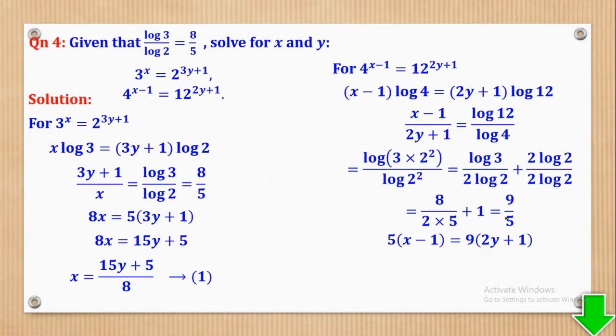So 9 over 5, it means that when I cross multiply, I'll come up with, remember here it was this, now is equal to 9 over 5. Therefore, when I cross multiply, this will be multiplied by this to come up with this, and this will be multiplied by this to come up with that. Open brackets and make x the subject to come up with equation 2. So we have 2 equations and 2 unknowns, so next is to solve them simultaneously.